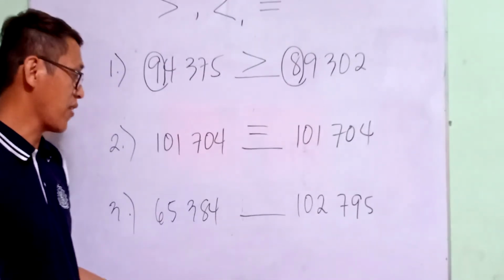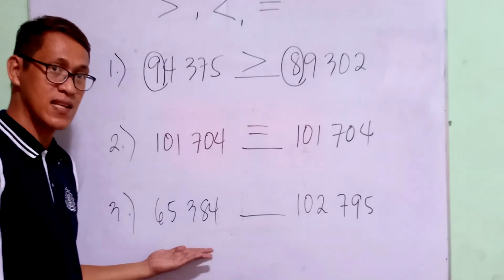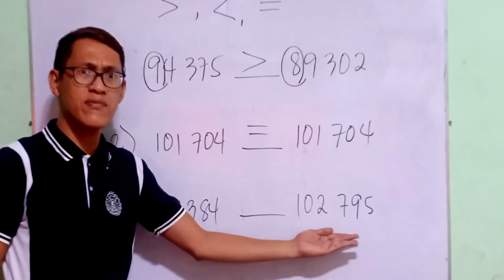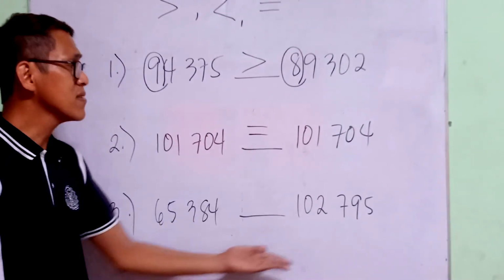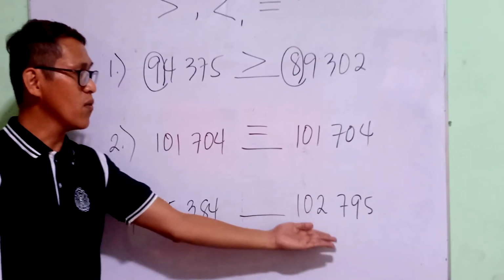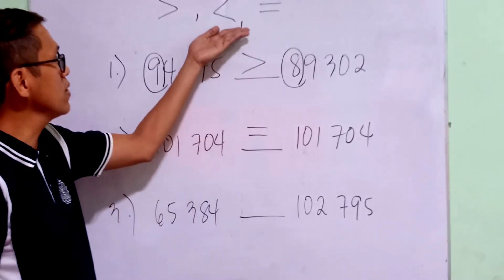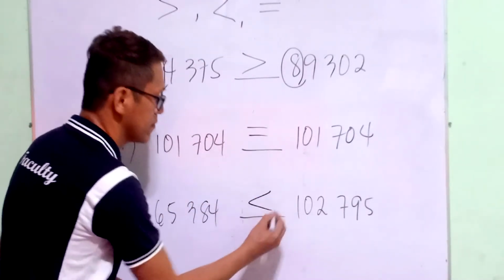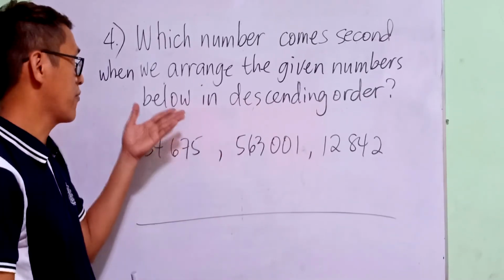And what about the third one? Here you have 5 digits, as you can see, but here you have 6 digits, meaning this one is smaller than this one. Since this number has only 5 digits, while this number has 6 digits. So our answer is less than. So we will use the symbol for less than. There. Now let us have number 4.